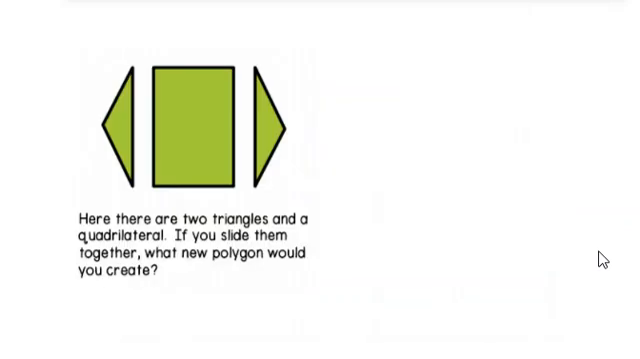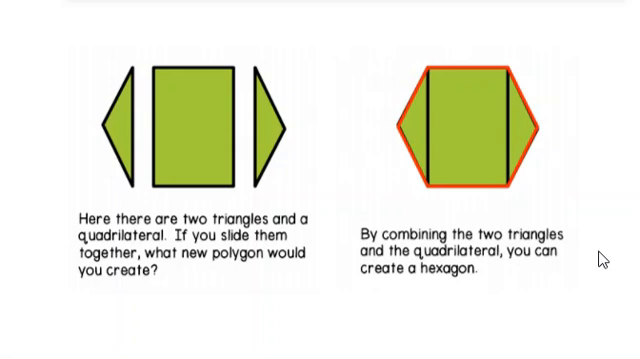Alright, now you try again. Here there are 2 triangles and a quadrilateral. If you slide them together, what new polygon would you create? Pause the video and try and figure this one out on your whiteboard. It might be helpful to draw these shapes. By combining the 2 triangles and the quadrilateral, you can create a hexagon. Notice that it now has 1, 2, 3, 4, 5, 6 sides. That's what makes it a hexagon.